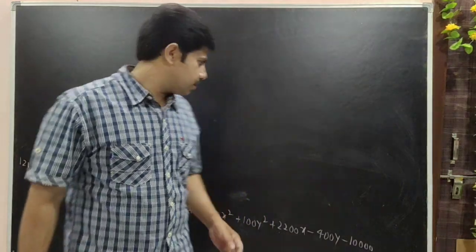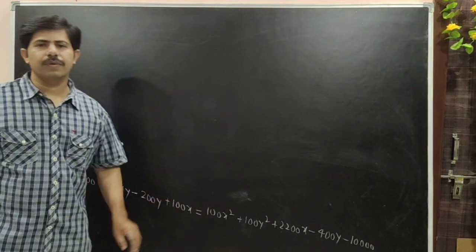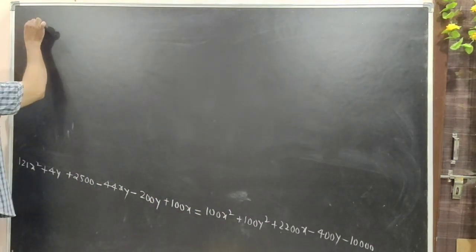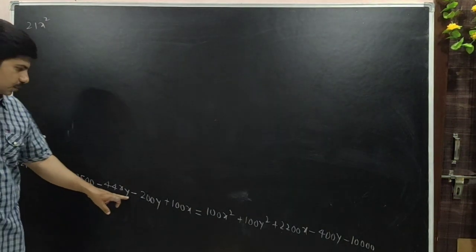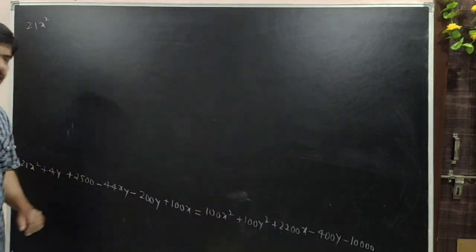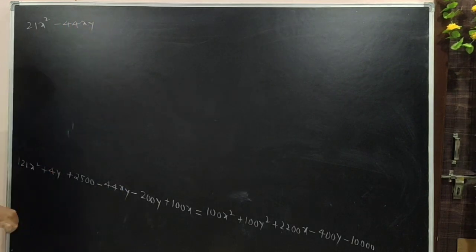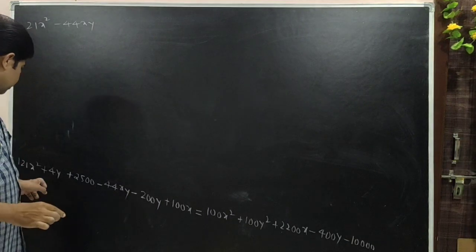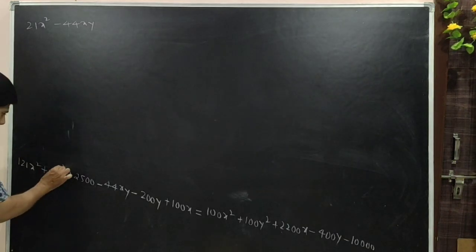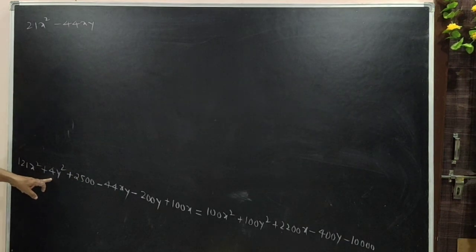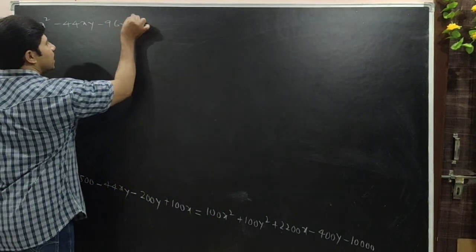So now we'll continue this. This is the simplification, right? So 121x square minus 100x square, that is 21x square. Then after that, xy terms will change. Minus 44xy. So throughout this equation, we have only one xy term, so I write it as minus 44xy. Then y square terms. So the y square term, what we have is 4y square minus 100y square. So it is minus 96y square.